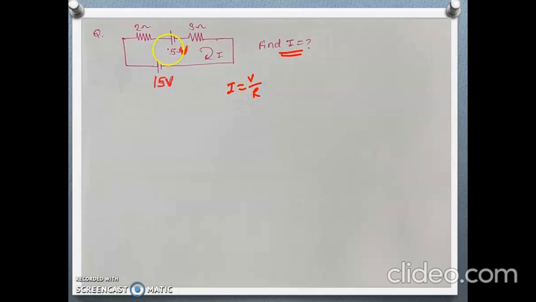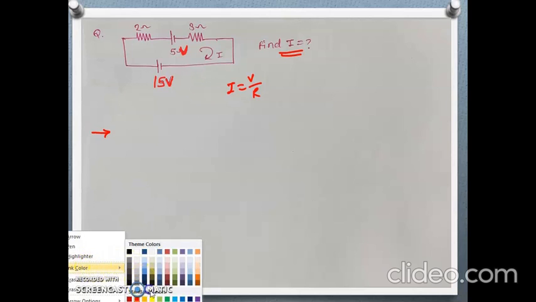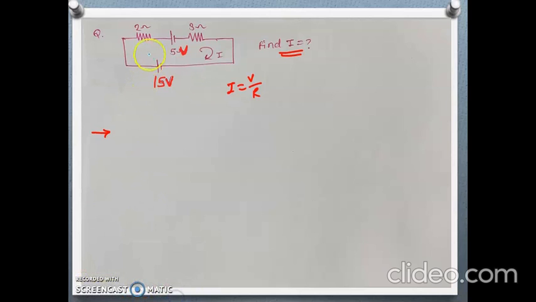So first we have to write the KVL equation, and the direction given was in this manner, that is clockwise. So first we will write the equation by applying KVL. The current direction is from this to this, that means current is flowing from here, so this side will be positive, this will be negative.